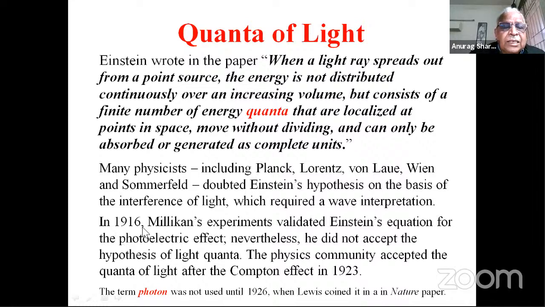However, in 1916, Millikan's experiment validated Einstein's equation for the photoelectric effect. But nevertheless, even he did not accept the hypothesis of light quanta. The physics community finally accepted the quanta of light after the Compton effect in 1923. And it's only after that the term photon was coined in 1926 by Lewis, who was actually a physical chemist, in one of his papers. So till then, the word photon was not there.